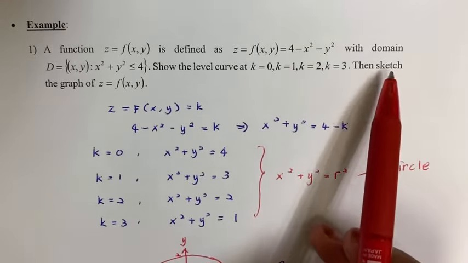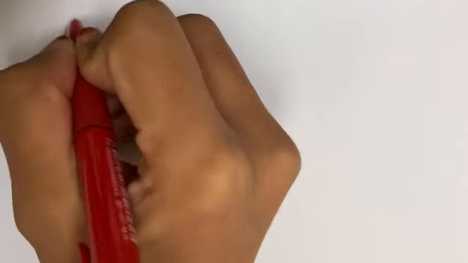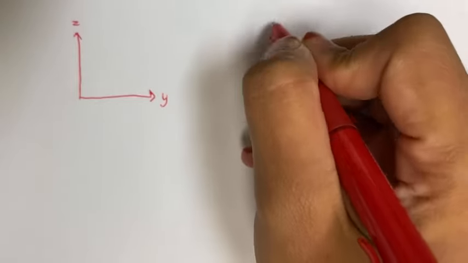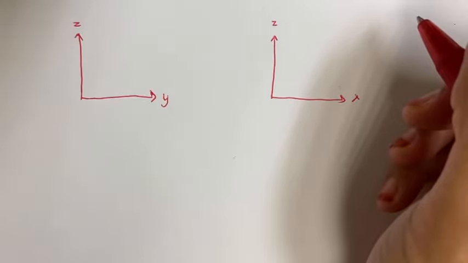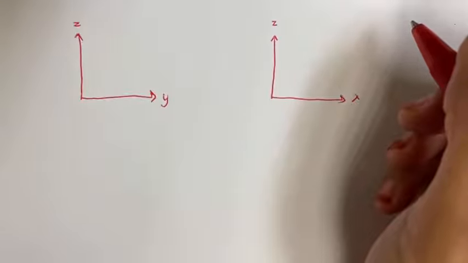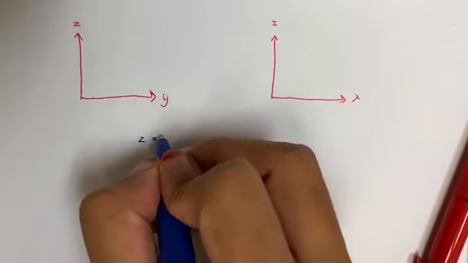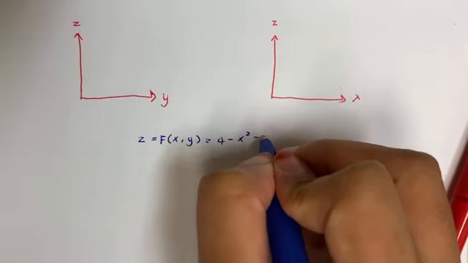Next, what you need to do is to sketch the graph of z equal to f(x,y). To sketch the graph, you need another two graphs, one on the zy plane and another in the zx plane. Then you can combine these three planes: xy plane, zy plane, and zx plane. So before this, z equal to f(x,y) equal to 4 minus x square minus y square.